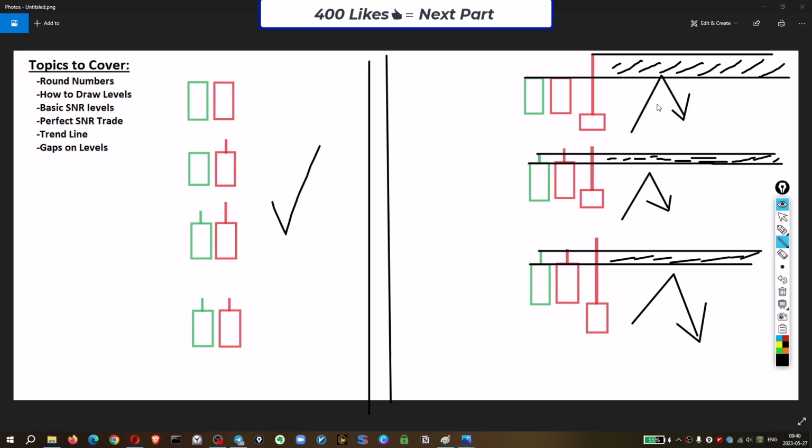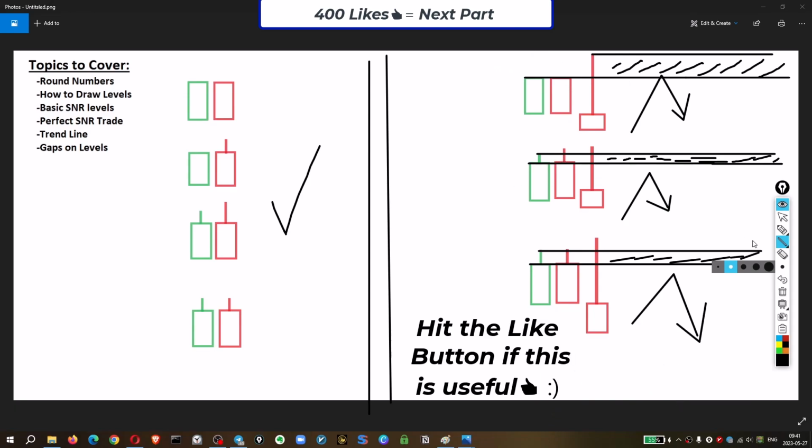We will talk about how to take your trades on the SNR levels, so don't worry about this. So this is the next thing you should know about, drawing the levels from buyers and sellers entry. Let's move on.